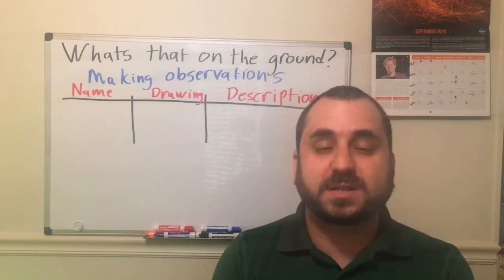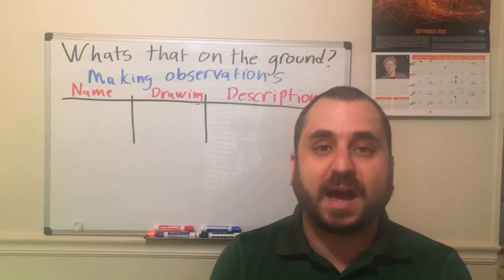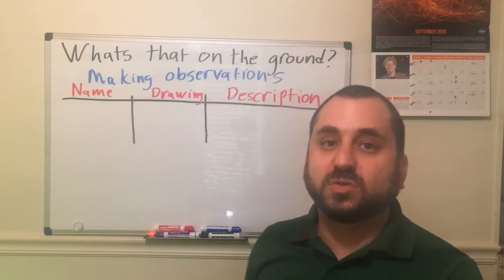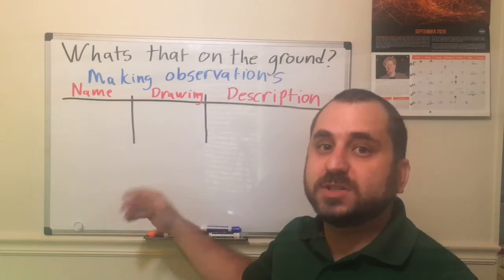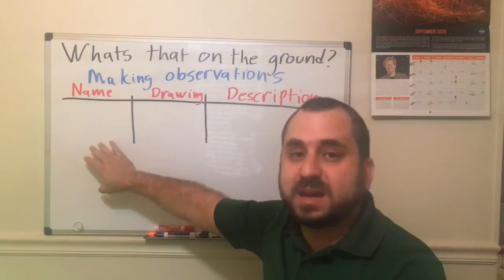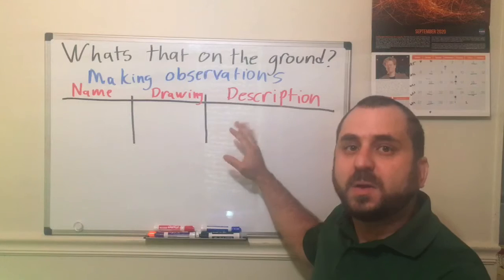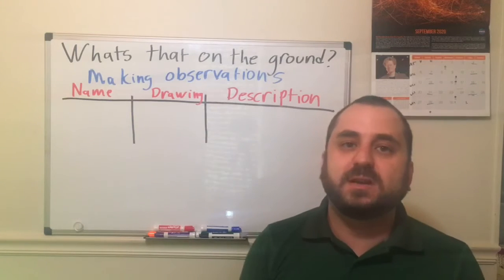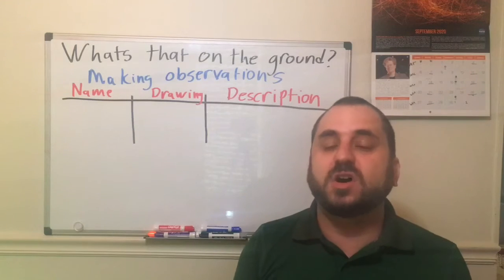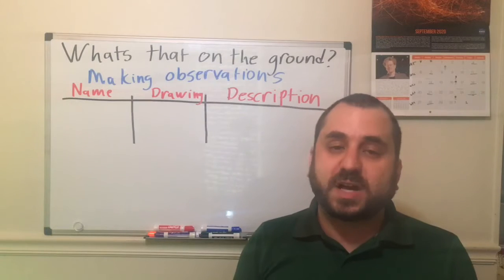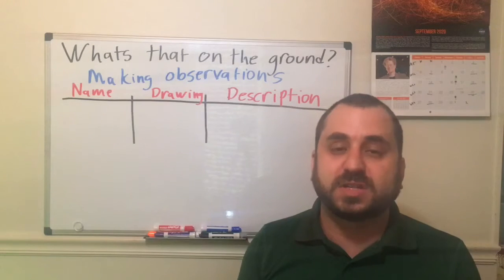So over the next couple of lessons, we're going to be looking at how we can describe these things through our observations. A lot of what we'll be doing is naming them, drawing them, and then providing descriptions. And when I say a description, I mean we have to talk about it in a way that other scientists and learners can understand what we're saying.